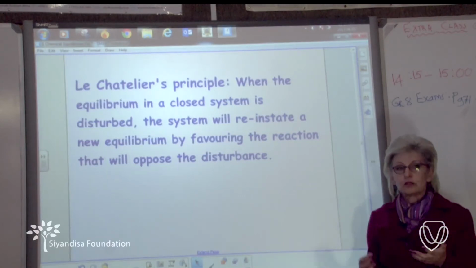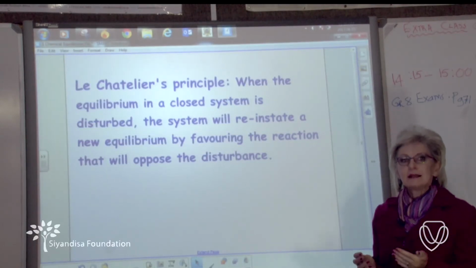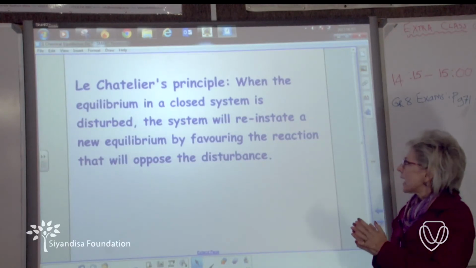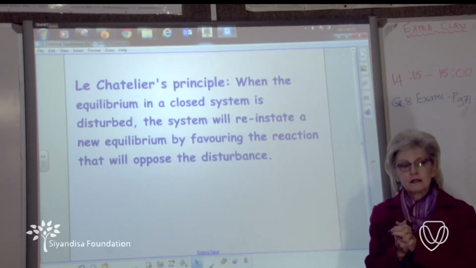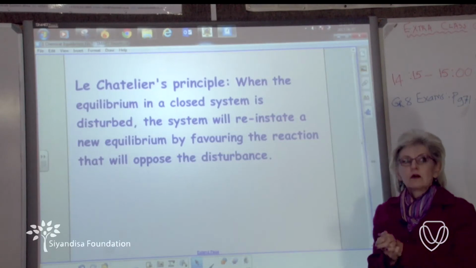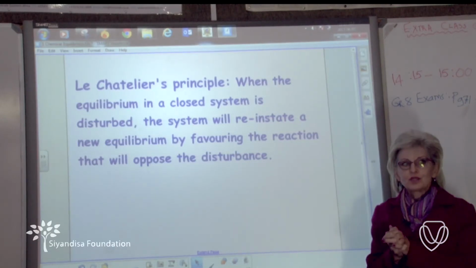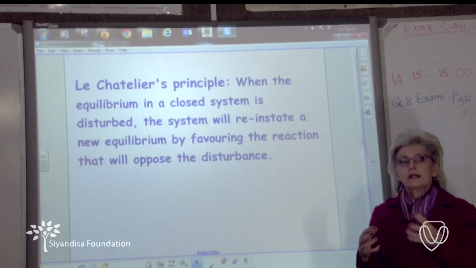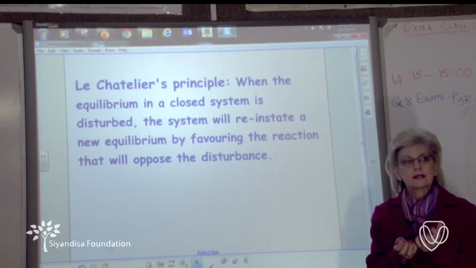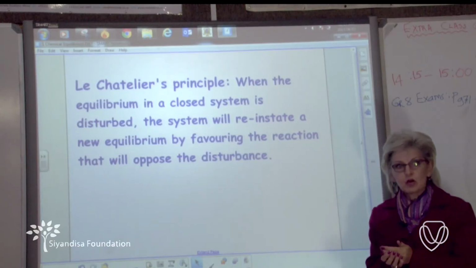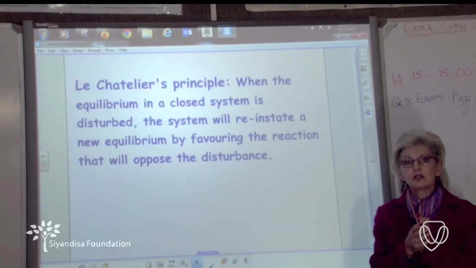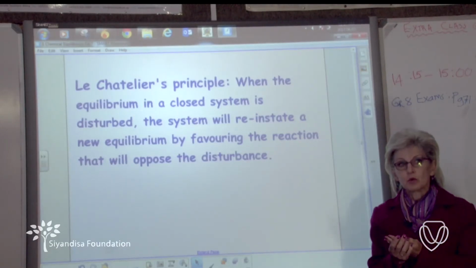Now, we're going to deal with the different factors. And this is all that you need to answer the whole time. You need to figure out what was the factor that was disturbed, what can the system do to reinstate a new equilibrium. And what will the system do is an easy question to answer because there are only two options. Will the forward reaction be favored or will the reverse reaction be favored more?